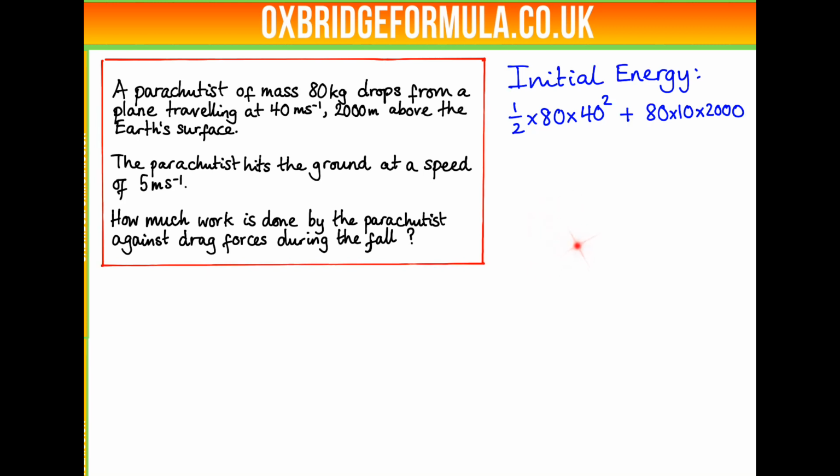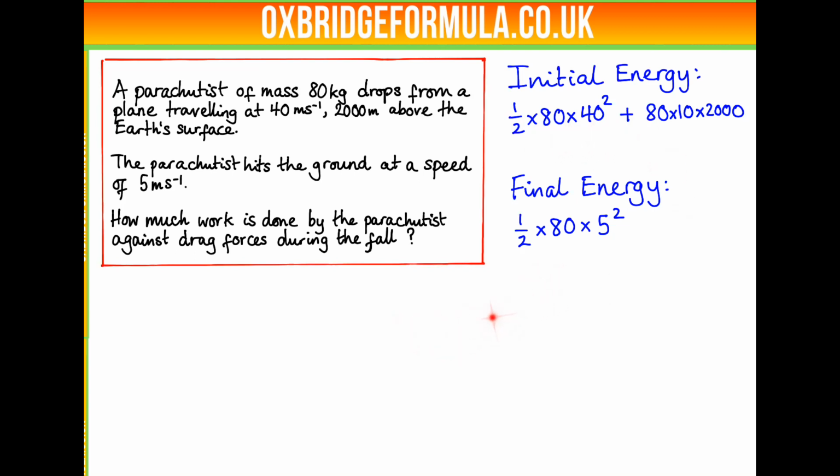And then the final energy is half times 80 times 5 squared. So the initial energy will be quite large compared to the final energy, so it seems like there will be a lot of work that needs to be done just from eyeballing these. So we notice that they started with a speed of 40 because the plane was travelling horizontally with a speed of 40. So that was the initial kinetic energy it had. So if it was just dropping straight down initially from rest, then we would have had no kinetic energy, but we did have this large amount of kinetic energy to begin with.